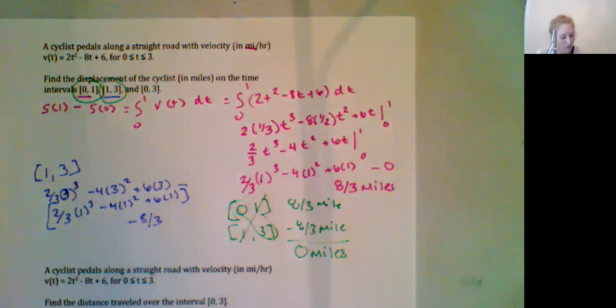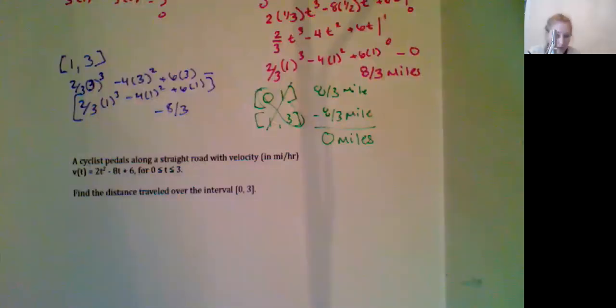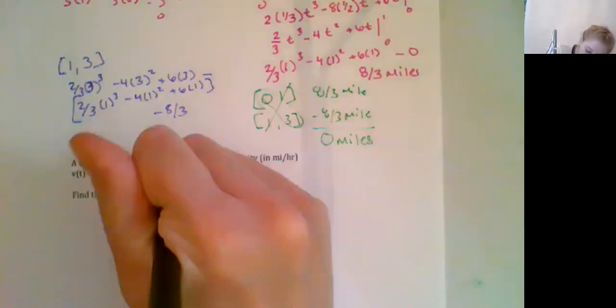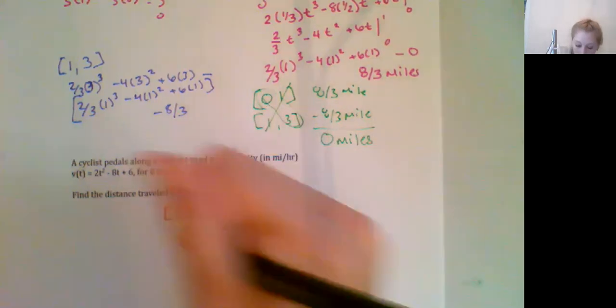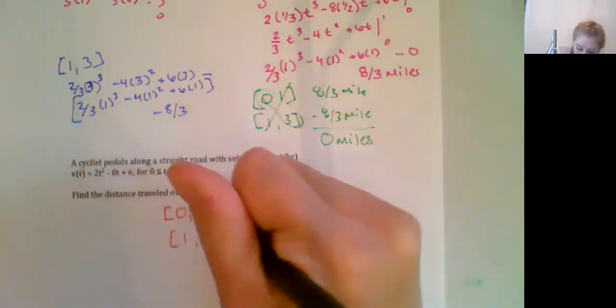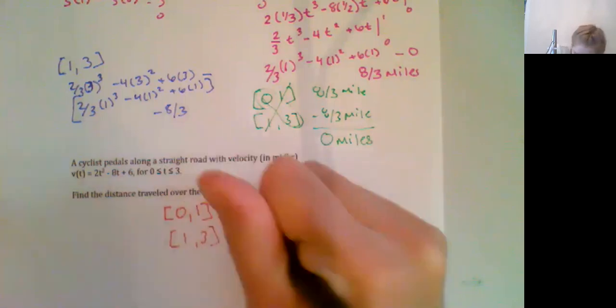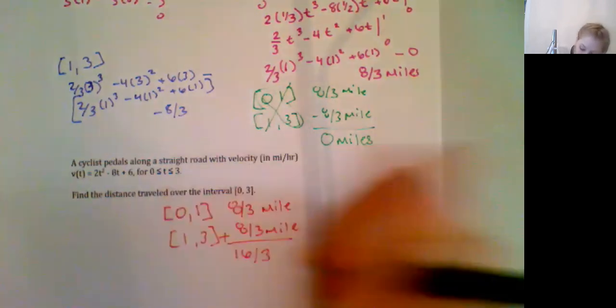All right. So the next question wants us to find the actual distance traveled. So essentially, what we're going to think about is the fact that the cyclist on the interval from 0 to 1, we found that they traveled 8/3 of a mile. And then on the interval from 1 to 3, they traveled 8/3 of a mile back. So all I have to do now is add those two together to get my total distance. And that's 16/3 of a mile.